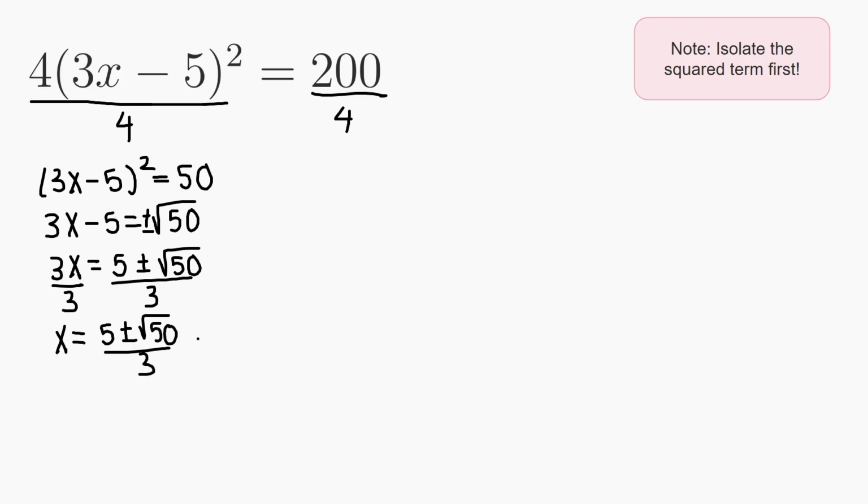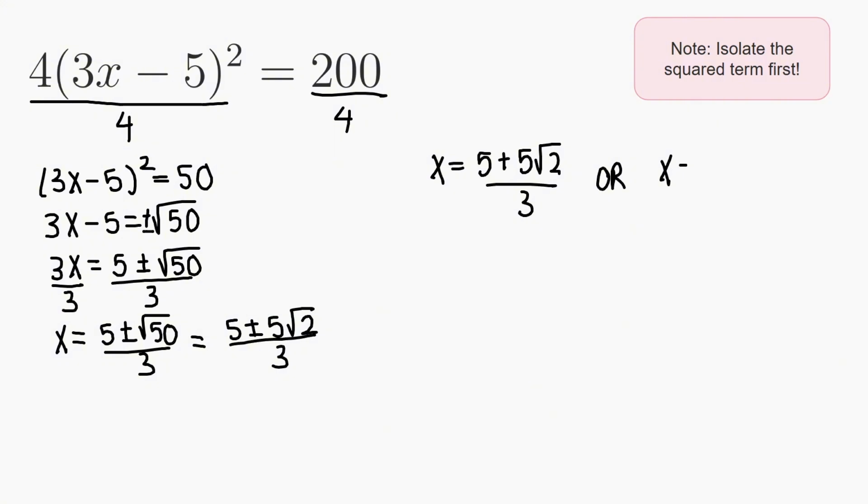The square root of 50 can be simplified to 5 root 2, because 5 squared is 25 times 2 is 50, divided by 3. Our final solutions are x equals 5 plus 5 root 2 divided by 3, or x equals 5 minus 5 root 2 divided by 3. And optionally, you can check your work by plugging these two values into it, and you should get 200.